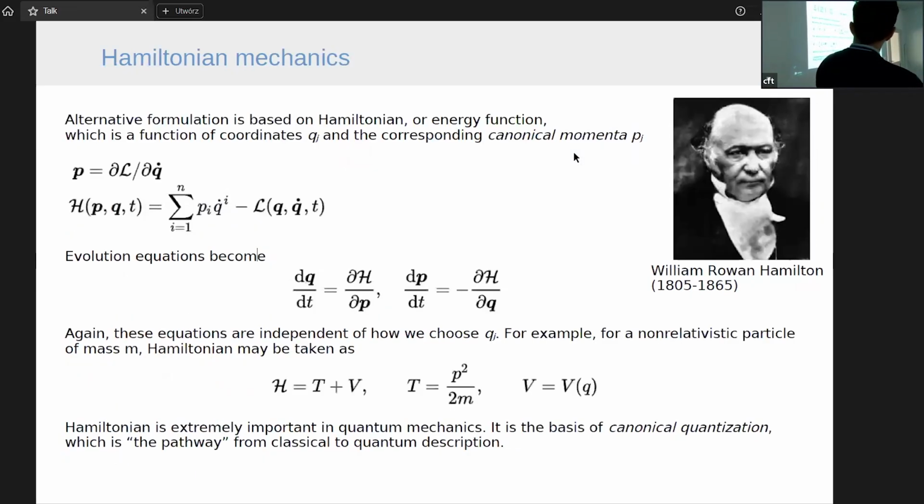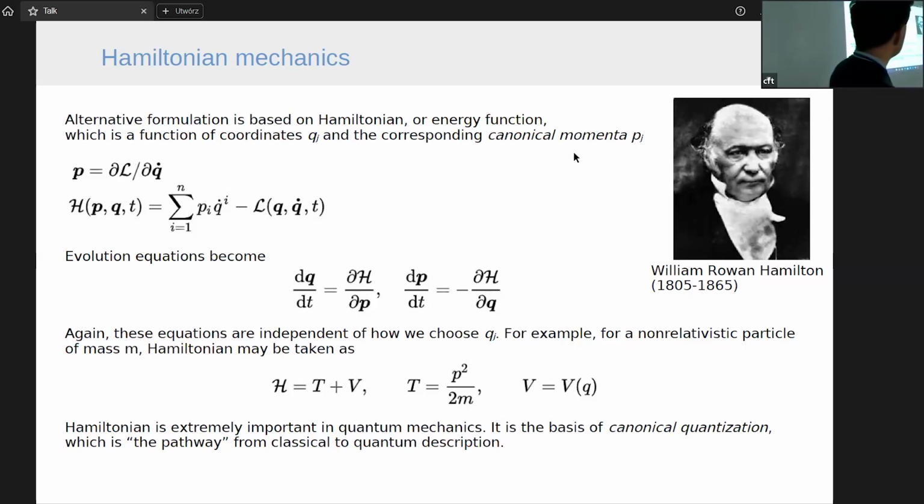And then there is the Hamiltonian description, where we define another function, which is now a function also of the so-called conjugate momenta, which are defined this way. And then, instead of these Euler-Lagrange equations, we have Hamilton equations.